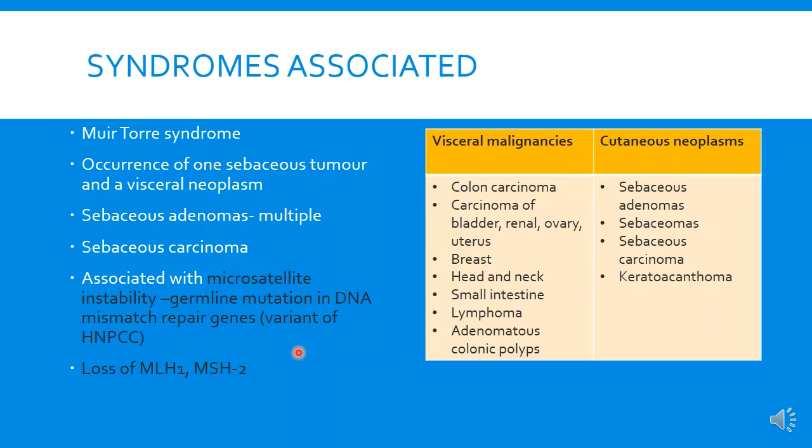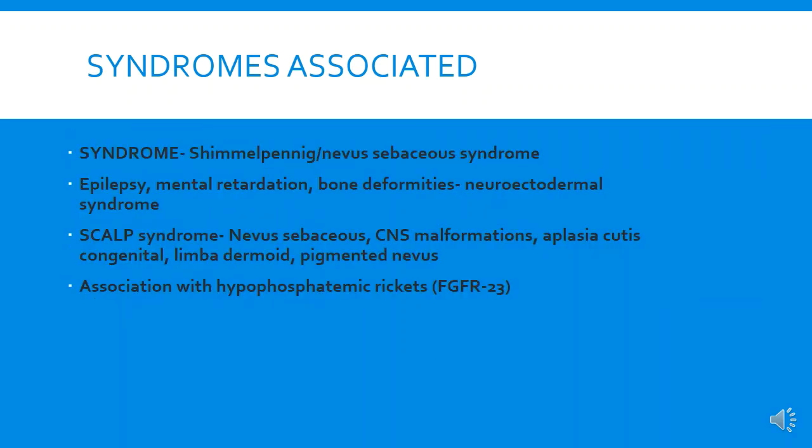And when you do an IHC for MLH1, MSH2, MSH6, and PMS2, there will be loss of two of these genes in a microsatellite instability. If all the four immunomarkers are positive, like MLH1, MSH2, MSH6, and PMS2, all are positive, then it is a microsatellite stable tumor. And to recall this syndrome from nevus sebaceous, Schimmelpenning nevus sebaceous syndrome, which is associated with epilepsy, mental retardation, and bony deformities, scalp syndrome, and association with hypophosphatemic rickets and nevus sebaceous should prompt you towards evaluating for additional anomalies.